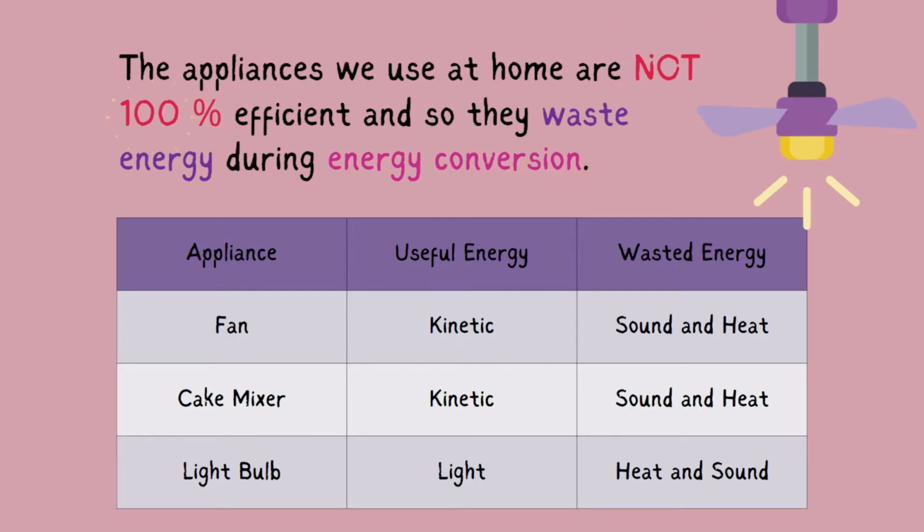The appliances we use at home are not 100% efficient, and so they waste energy during energy conversions. For instance, the useful energy for a fan is kinetic energy. It wastes sound and heat energy. A cake mixer's useful energy will be kinetic energy, and sound and heat are wasted energy. Then we have the light bulb. The useful energy of a light bulb will be light energy. Heat and sound energy are often wasted energy when it comes to light bulbs.